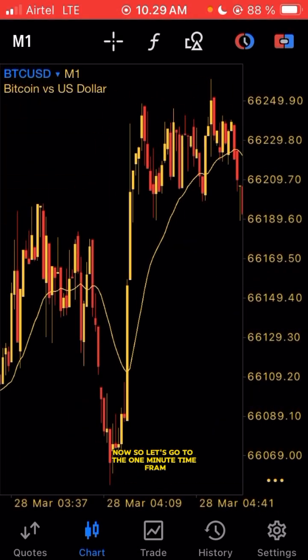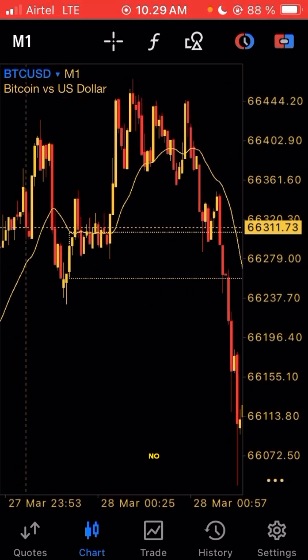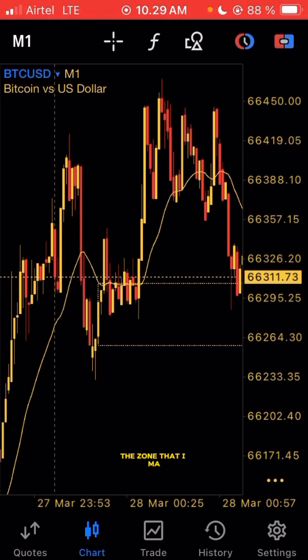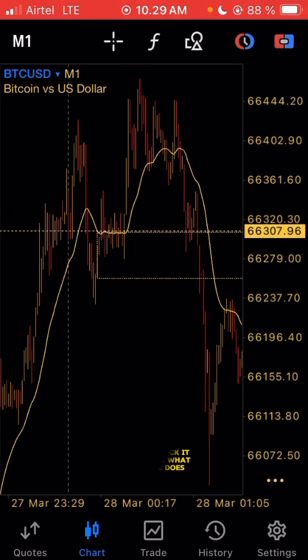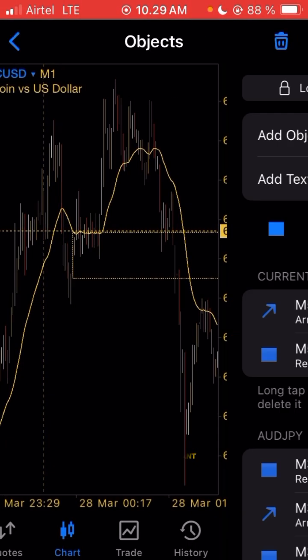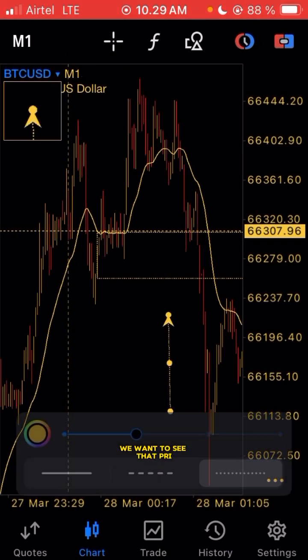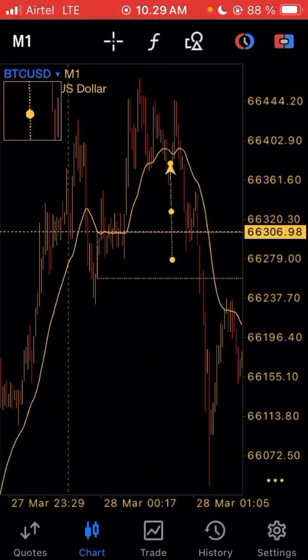So let's go to the 1-minute time frame. Now the 1-minute time frame, the zone that I marked, we'll check it out and see what the price does. Now what we want to see is, we want to see that price has already crossed over.